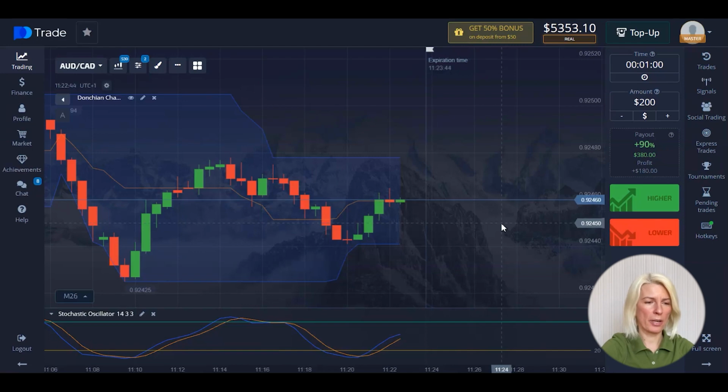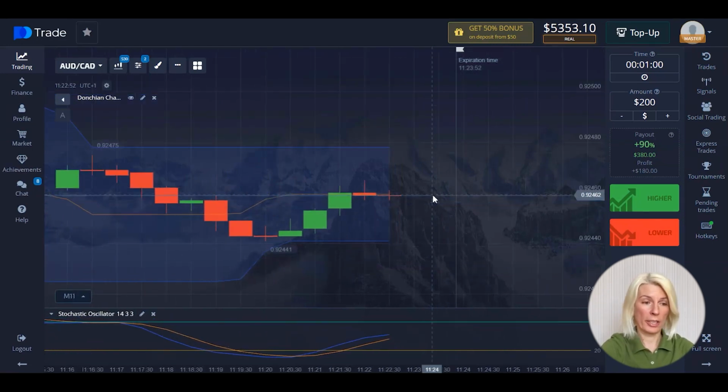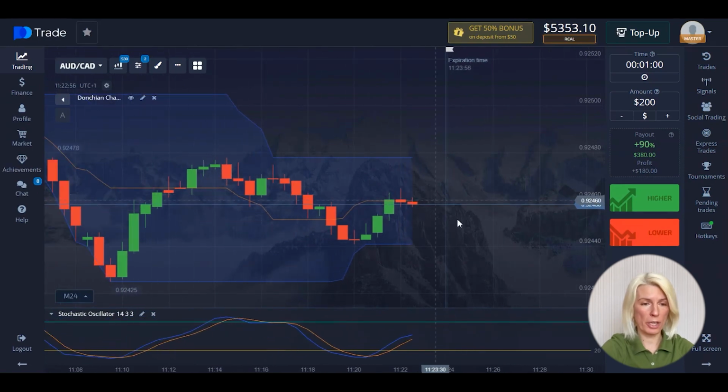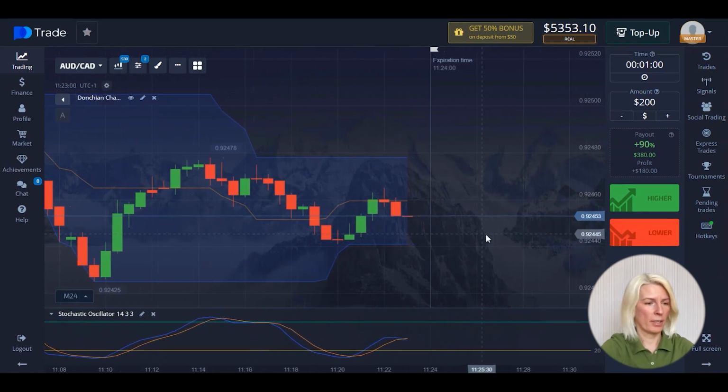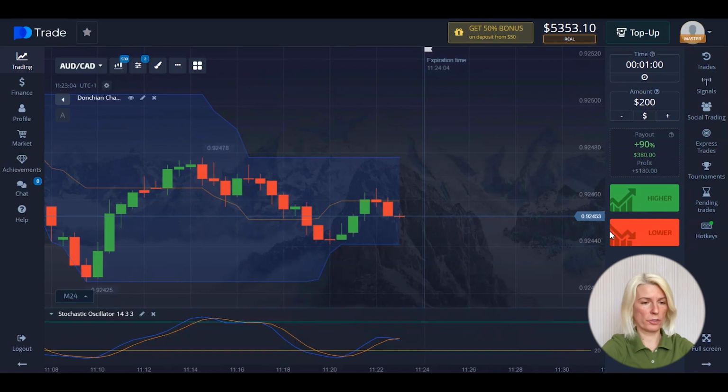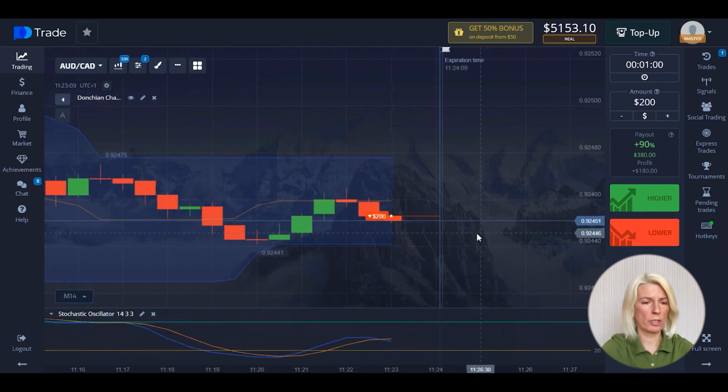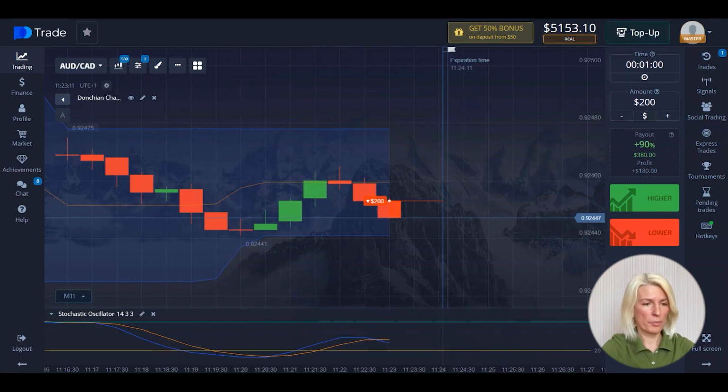As we can see, the price is proceeding below the Donchian indicator center line. The stochastic indicator is signaling a possible down movement of the price. I make my decision from these signals. I open a down trade for 1 minute with $200 in. Let's zoom to have a better view of the price movement. The price has noticeably increased and we're happy about it, but it still fluctuates.